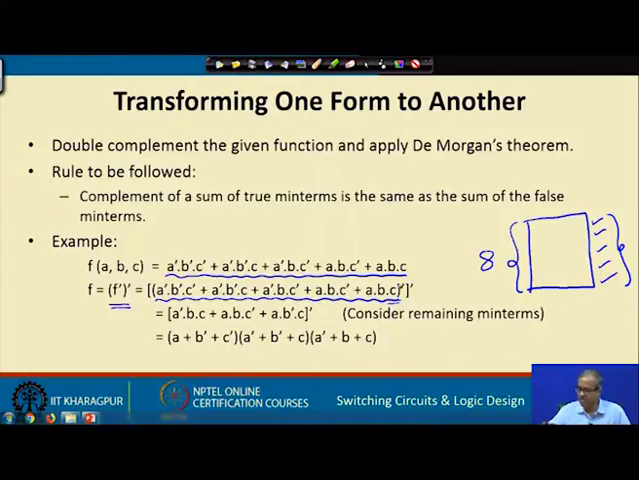Not of that. What is the not of that? Not of that means the remaining 3 rows, which was 0. So, if I take the not of this, instead of algebraic manipulation, I can do a shortcut. I can simply look at which of the rows are not there. See, a bar b c was not here, a b c bar was not here, and a b bar c was also not here. So, if I want to complement this, we simply consider the remaining minterms.